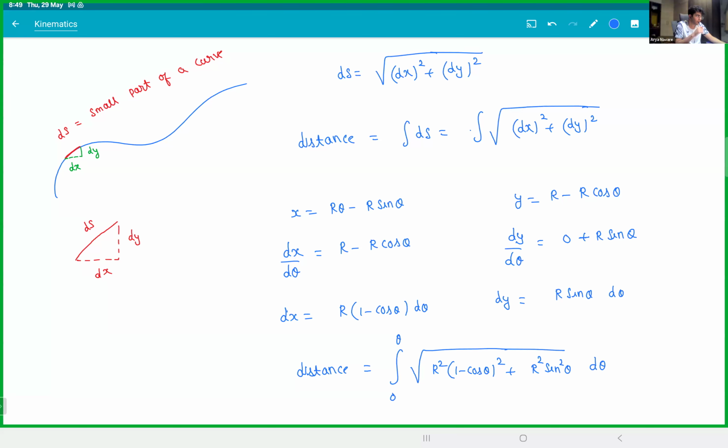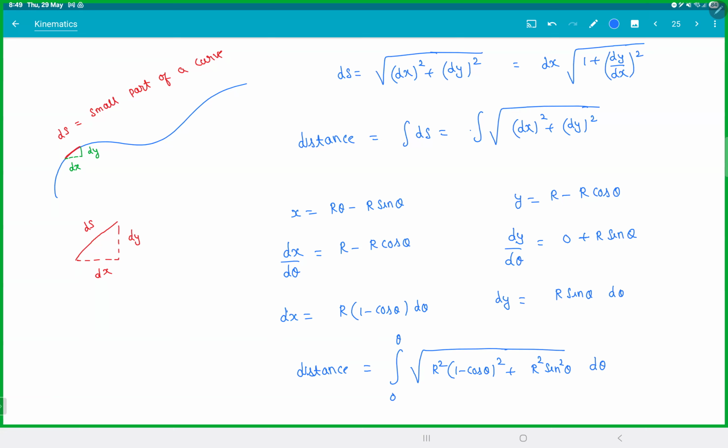Sir, but it was supposed to be root of dy by dx whole square plus 1, right? It's the same, if you take out dx common then that will come. So then what will happen to that dx? It is the same thing, right? Send that dx back inside. You'll get dx square plus dy square.